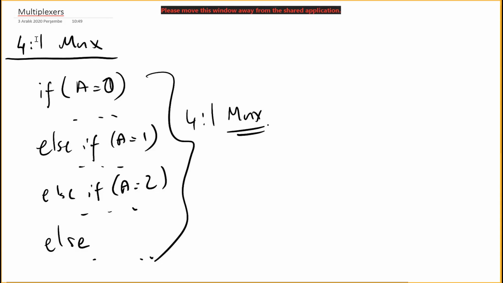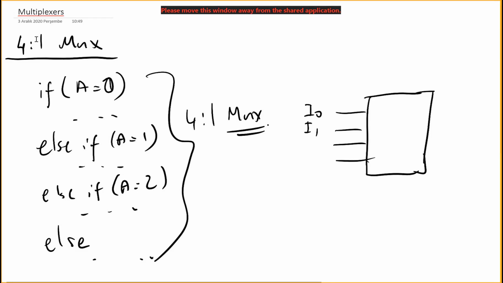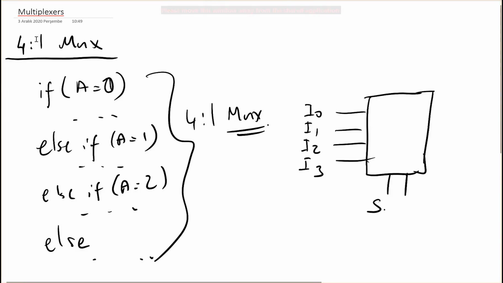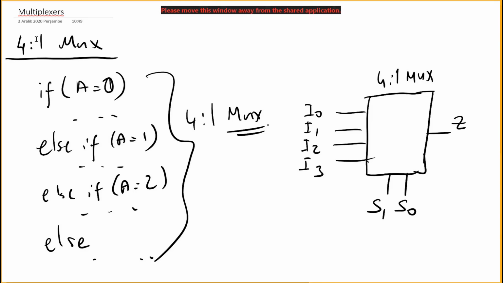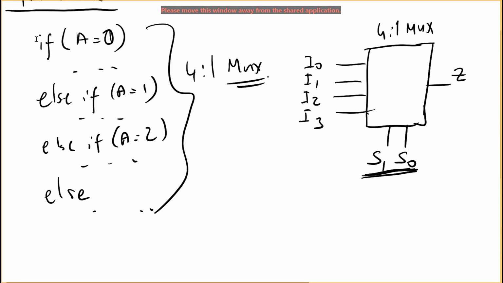So let's see what is inside of this multiplexer. It is very similar to the 2 to 1 multiplexer. In this case, I have 4 inputs, I0, I1, I2 and I3, and then I have 2 select lines. So this is S1, this is S0, so this is the 4 to 1 mux, and I can say this is my output Z, right? So why do we have 2 select lines? Because we need to select one signal out of 4. That's why we need 2 select lines, right? In the 2 to 1 mux we had only 1 select line.